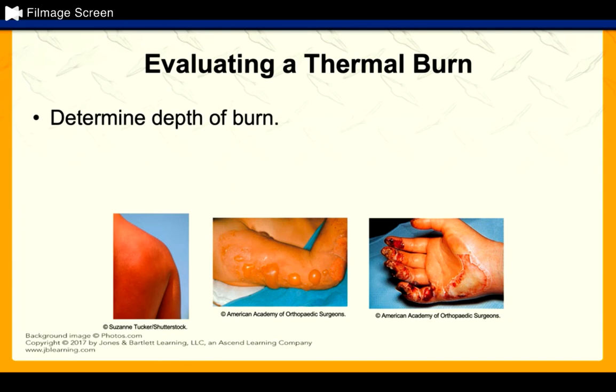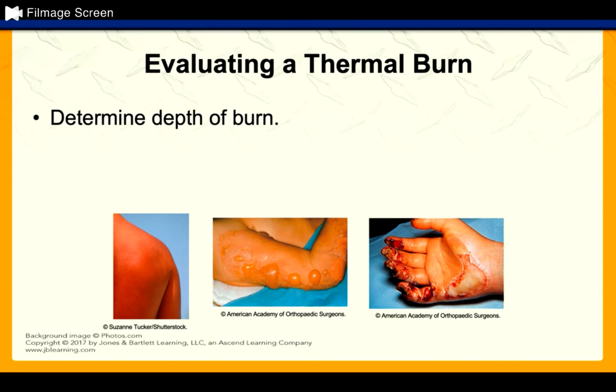Now, as you move on to third degree burns, a third degree burn is referred to as a full thickness burn. In a third degree burn, you will have involvement of all the layers of skin. So it's the epidermis, the dermis, and a lot of times the subcutaneous is gone also. So again, it's the entire integument.